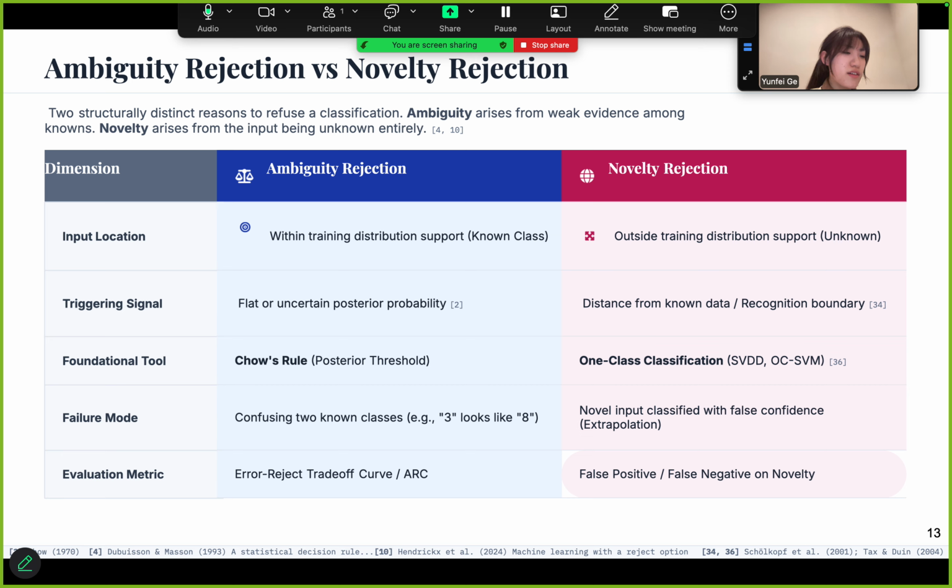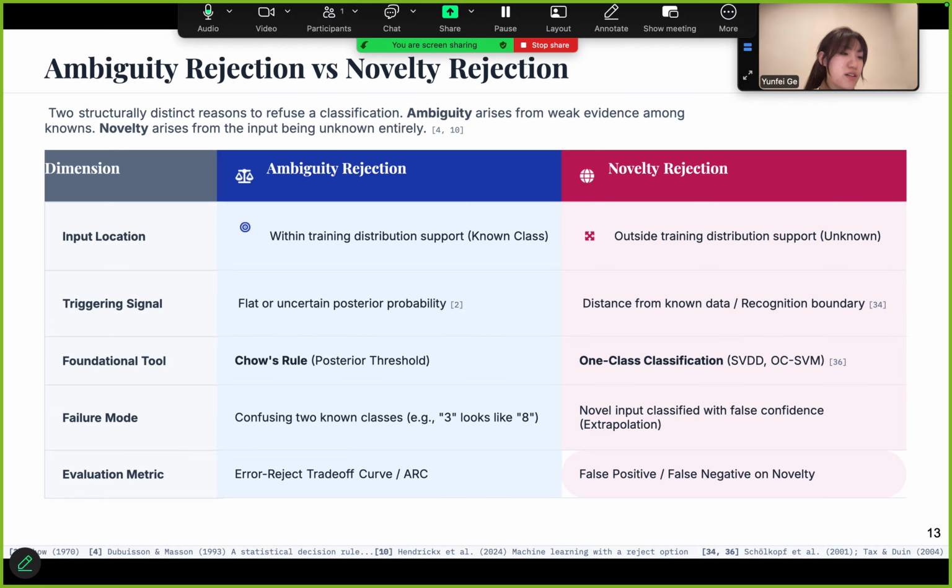Third is foundational tool. Chow's posterior threshold for ambiguity, one-class classification like SVDD or one-class SVM for novelty. Fourth is failure mode. Ambiguity rejection fails by confusing two known classes, like a 3 that looks like an 8. Novelty rejection fails by classifying an unknown input with false confidence. That is because the model extrapolates. And the evaluation metric: error-reject trade-off curves and ARC for ambiguity, false positive and false negative rates for novelty.